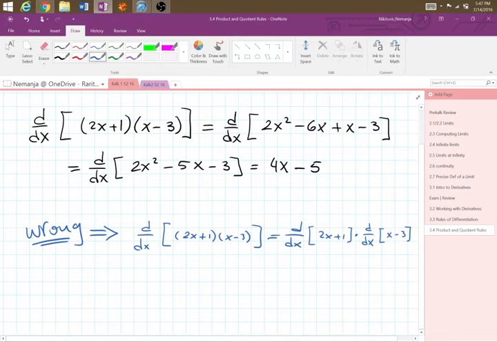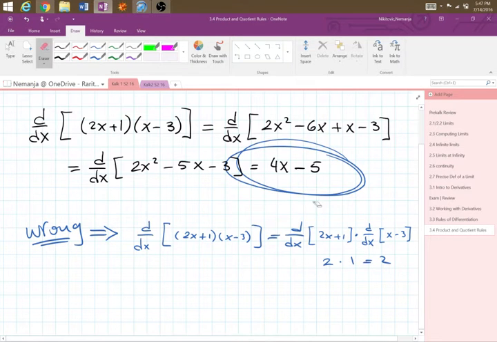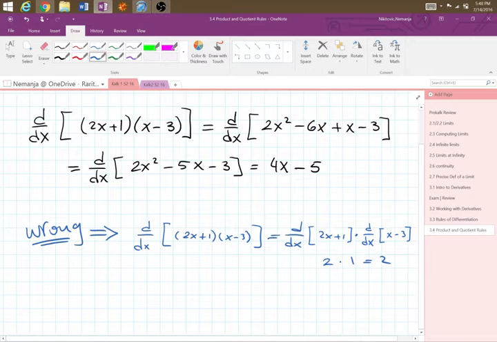So I did it the right way up there. And now what I'm writing in blue is wrong. If you simply take derivatives separately, you will get the wrong answer. You see, the derivative of the first one is 2, and the derivative of the second one is 1, and the answer is 2, but we know it's not 2. You see that? So you are not allowed to take separate derivatives and multiply those. Instead, we are using something that is called the product rule, which is a method to take these derivatives.